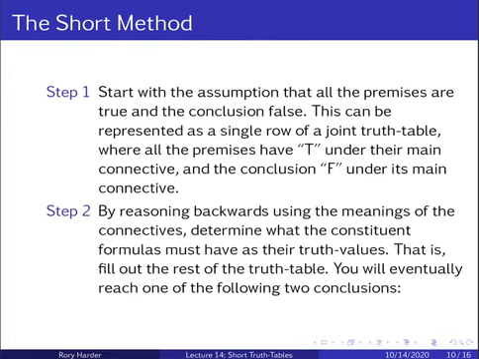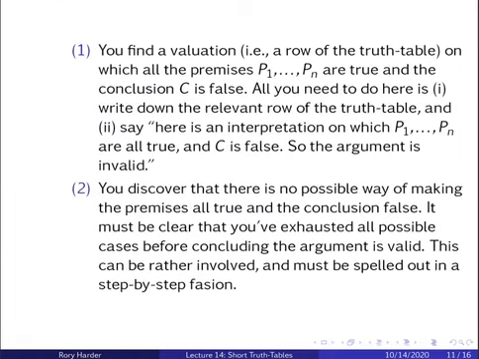That is, you fill out the rest of the truth table working backwards from having T's under the main connectives of the premises and having F under the main connective of the conclusion. By working backwards in that way, you will eventually reach one of the following two conclusions. 1. You will find a valuation, i.e. a row of the truth table, on which all the premises P1 to Pn are true and the conclusion C is false. In this case, you've shown that the argument is actually invalid, that it's not valid. You've found a row which shows that the premises may be true while the conclusion false.